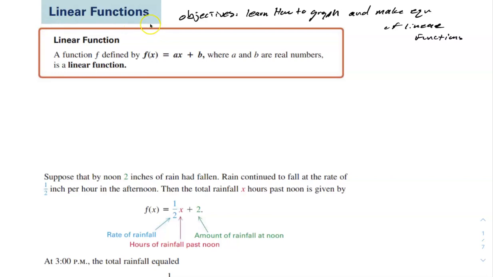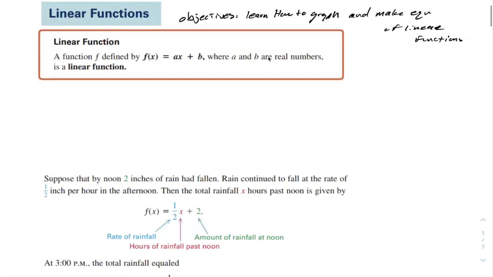Linear functions. Objective: by this lesson, we should learn how to graph and make equations of linear functions. So this is a linear function. A linear function is defined by f of x equals ax plus b, where a and b are real numbers. What makes it a linear function is the fact that x, the variable here, has the highest power of 1. That's the linear part. So what makes it a line is the highest power is 1.